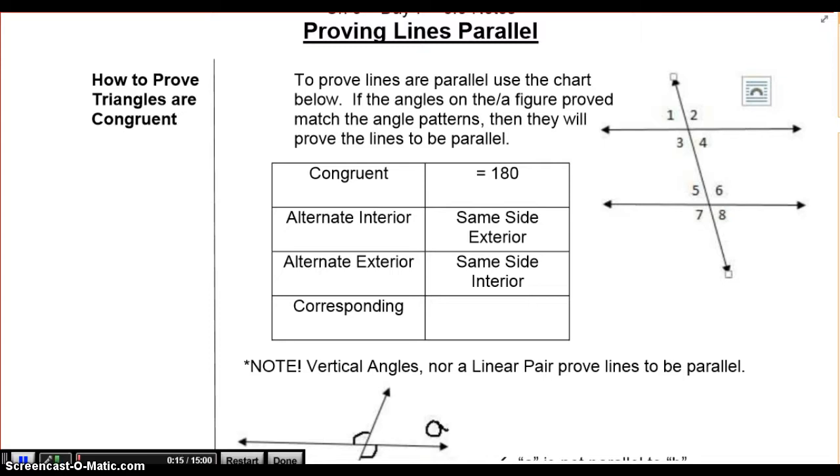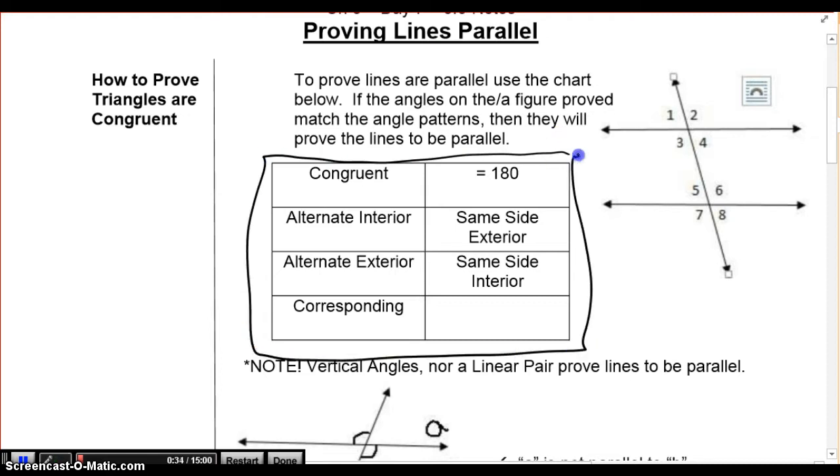Now, this lesson isn't really too bad at all. In fact, if you have a pretty good grasp on everything that we've done this entire chapter, this really shouldn't be bad at all. So, let's take a look here. The main concept behind trying to prove lines to be parallel is our magical chart that we have here. And note that it's basically the exact same thing that we've been looking at for the last week and a half.